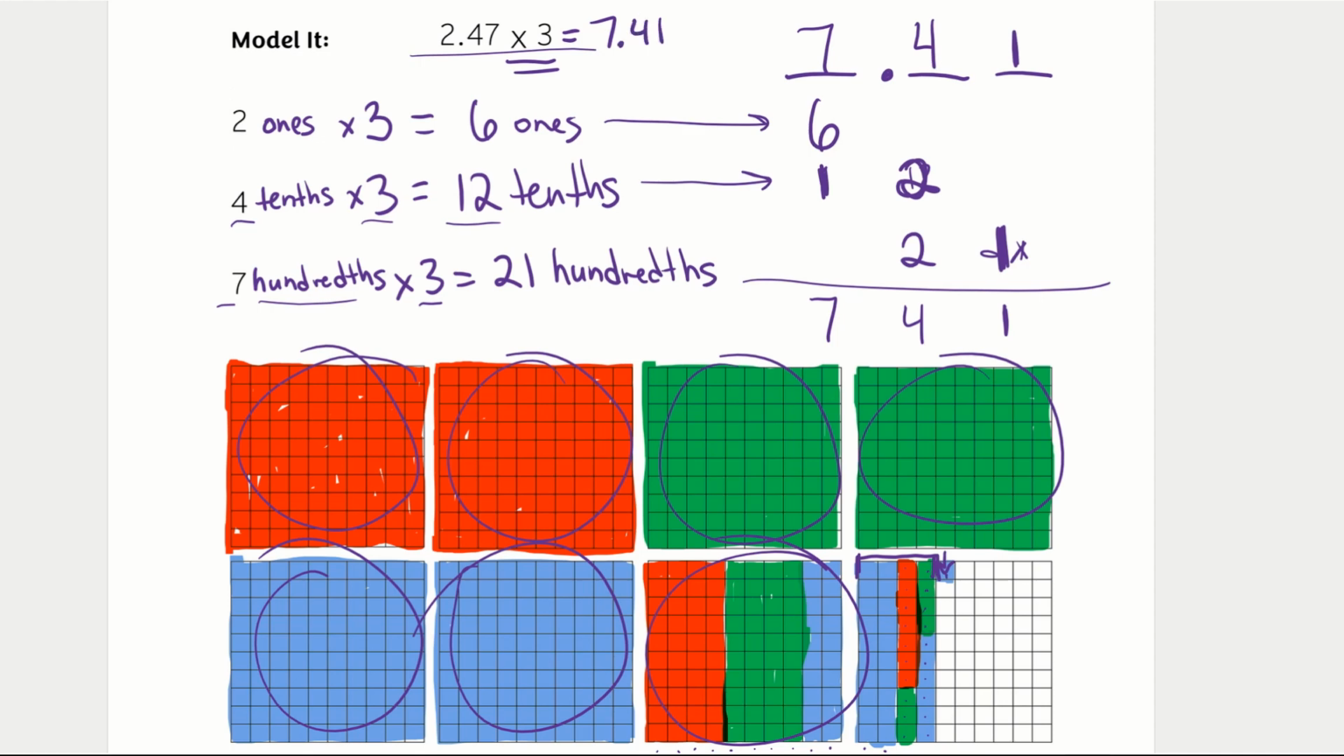When I model it, I can see what's happening. All right. With that, I'm going to go ahead and pause this video. Make sure your notes match mine, and then you can head on over to Skill 6.1, Multiply a Decimal by a Whole Number, page 2.